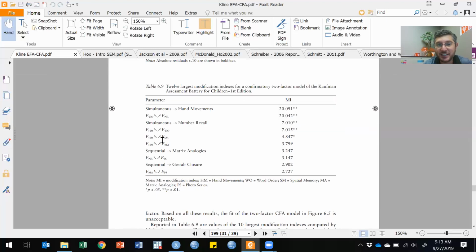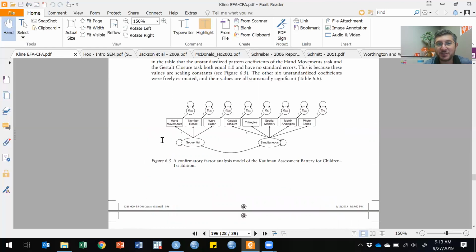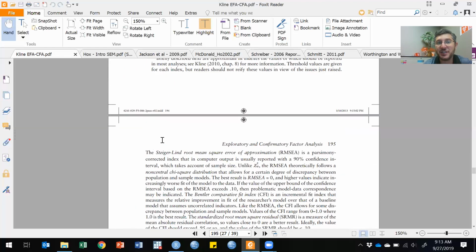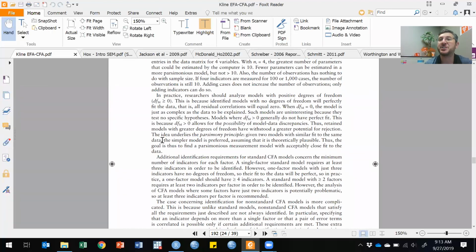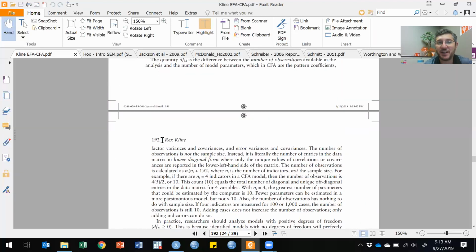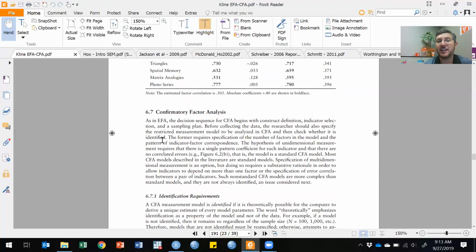I was just going to show you the CFA part. He goes through an example. He talks about all the different things: parameter estimation, fit indices, modification indices, and what we mean when we say the model needs to be identified. He walks through all of those things, and that's another great place to start.